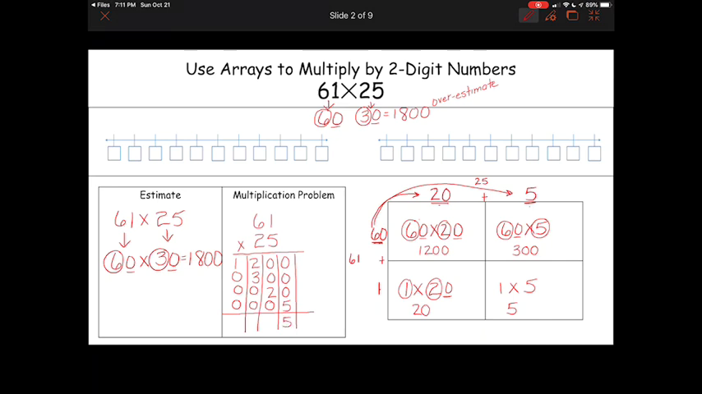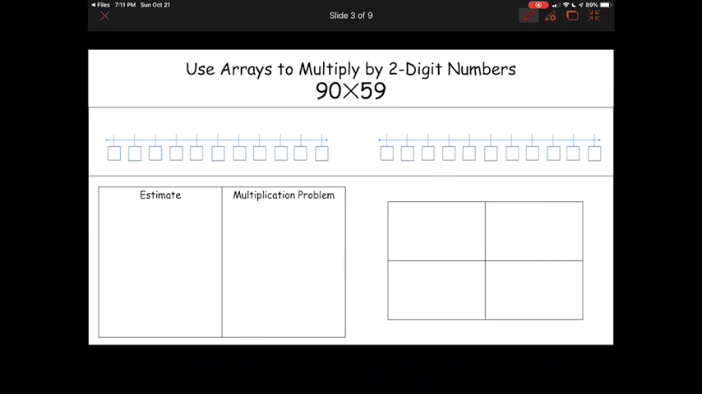0 plus 5 is 5. 0 plus 2 is 2. 2 plus 3 is 5. And 1 plus 0 is 1. My final answer is 1,525. We knew it was going to be an overestimate, but it is close to 1,800. All right, let's take a look at another one.